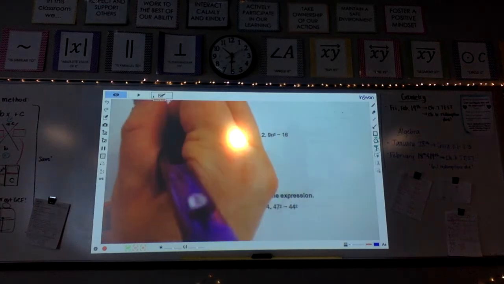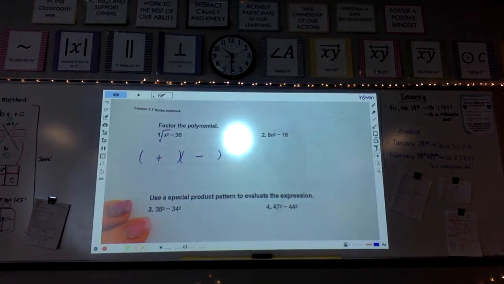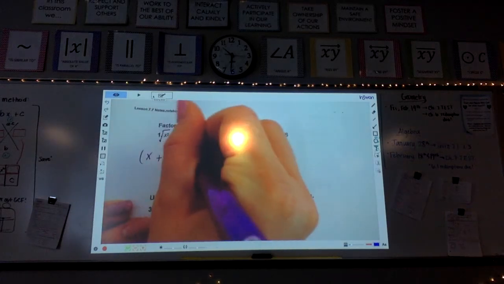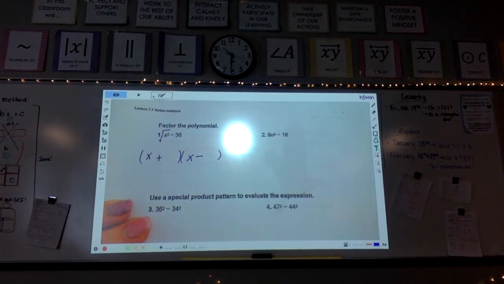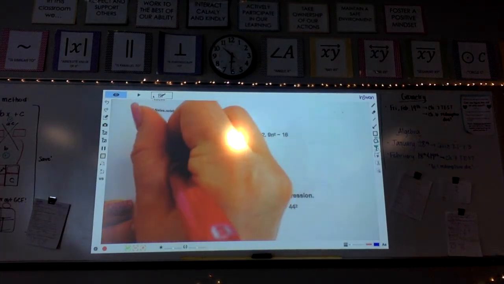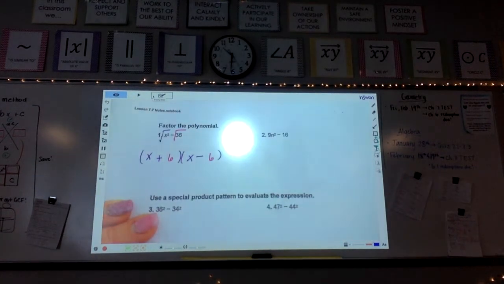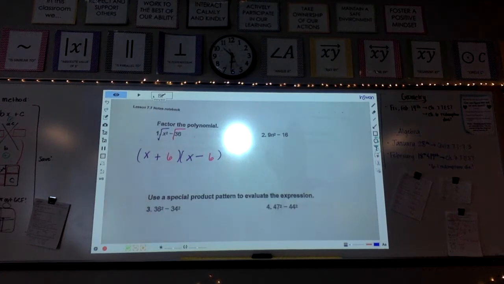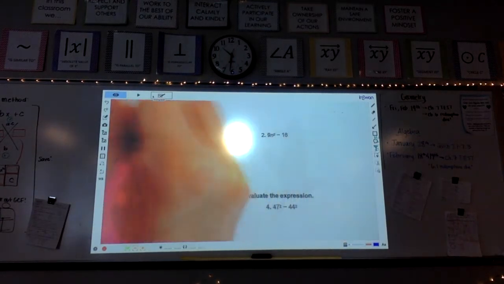Who can raise their hand and tell me the square root of x squared? Great. X, very good. 1x. Who can raise their hand and tell me the square root of 36? Alexis? 6. One factor's plus, one factor's minus. That's what makes the middle term cancel, because one's plus, one's minus, so they make 0 together. And there's your answer.